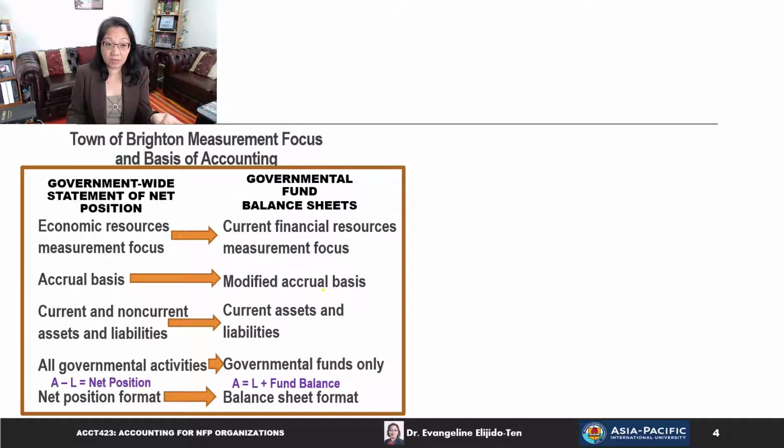What is the difference between the two? Remember, the net position format uses assets minus liabilities equals net position. The balance sheet format that is traditionally used is assets equal to liabilities plus the fund balance.